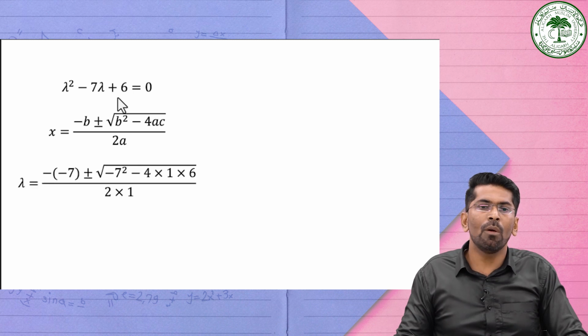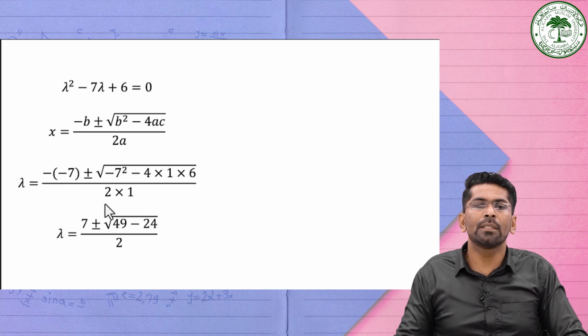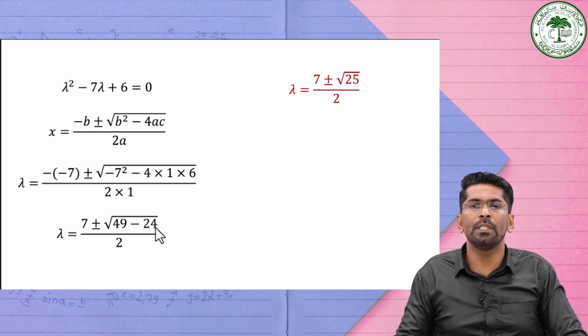Substituting all this, minus into minus 7 becomes plus 7, plus or minus under root of minus 7 square, which is 49, minus 4 into 1 into 6, which is 24, divided by 2 into 1, which is 2. We can simplify: 7 plus or minus under root of 49 minus 24, which is 25, divided by 2. Root 25 is 5, so it is 7 plus or minus 5, divided by 2.